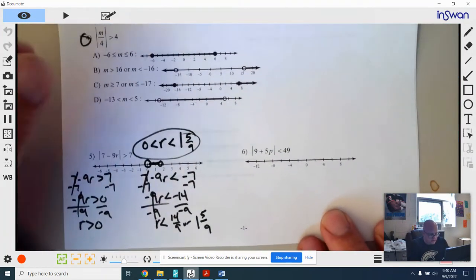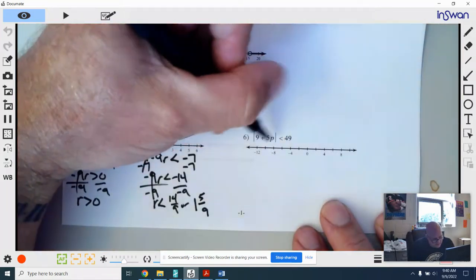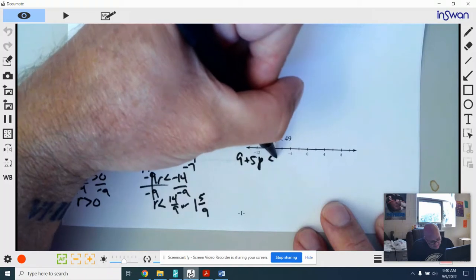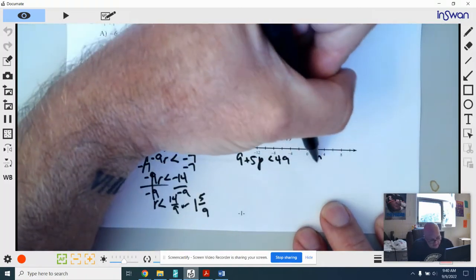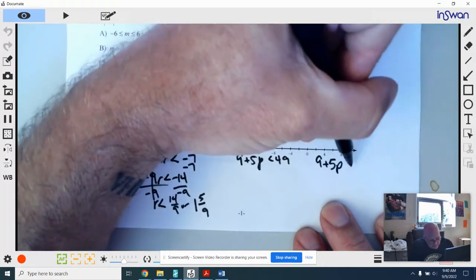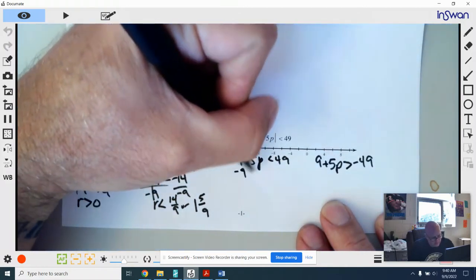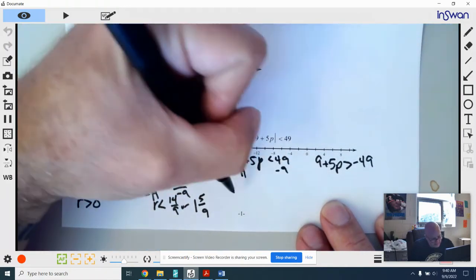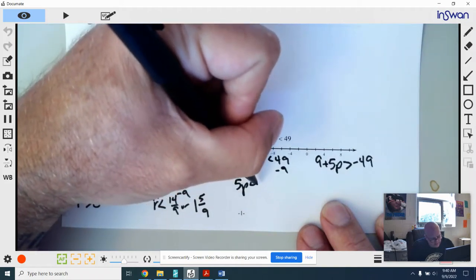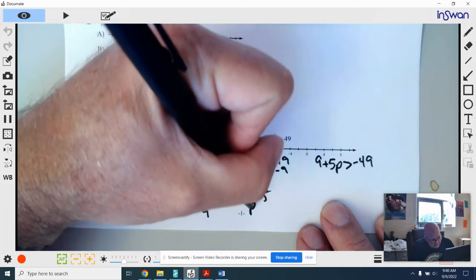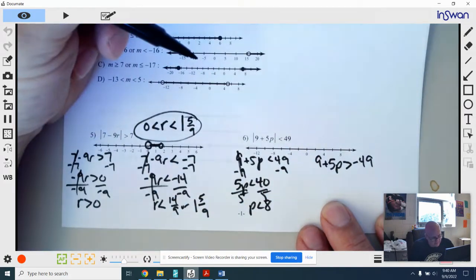Okay, number 6. Absolute value is isolated. So I have 9 plus 5p is less than 49. And then I have 9 plus 5p is greater than negative 49. All right, let's subtract 9 to both sides. You get 5p is less than 40. Divide everything by 5. P is less than 8.